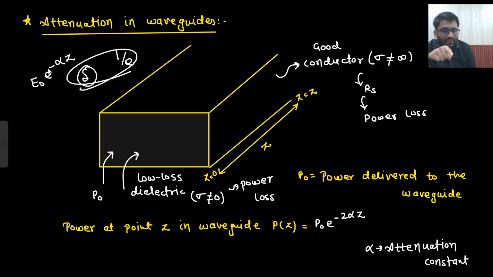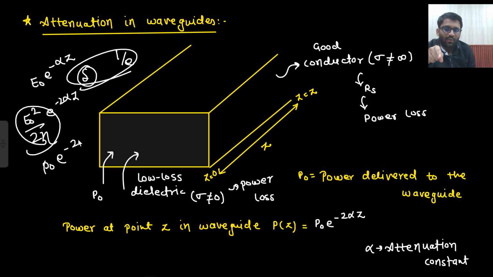This was about the electric field. If you talk about power, it is E naught square by 2 eta. So instead of E naught square, you will write E naught square e to the power minus 2 alpha z, and I am writing this as P naught. So you get P naught e to the power minus 2 alpha z. The power that entered was P naught, but it will reduce by the factor of e to the power minus 2 alpha z. Why 2 alpha z? Because this is power. For the electric field it was alpha z, but when I convert it into power, I need to square it. That's why e to the power minus 2 alpha z. So if the power entering is P naught, this is how the power will reduce.